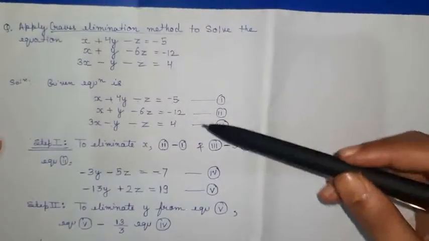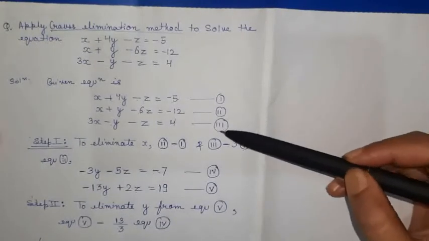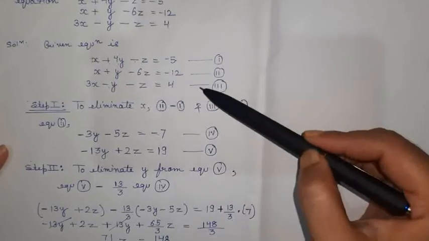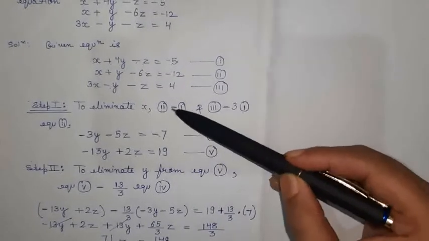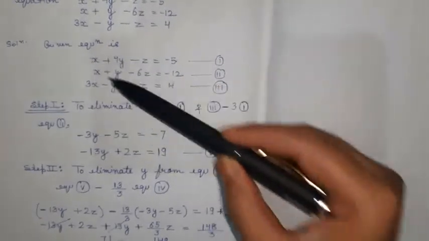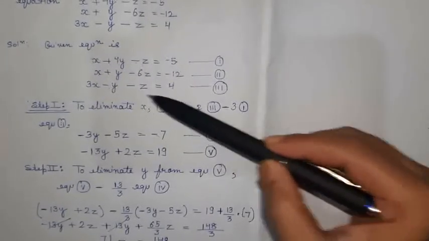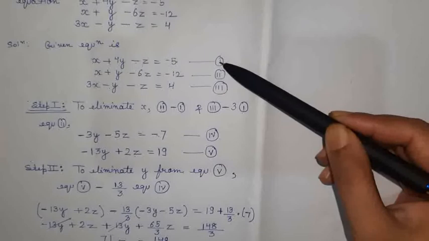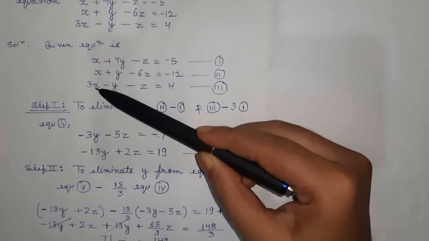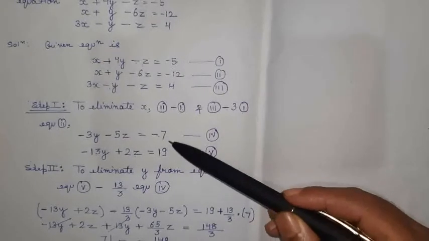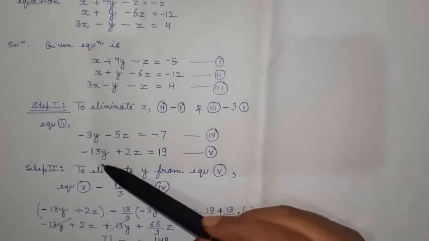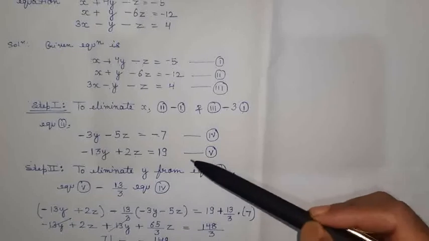First, what we have done is we have considered equation 1, equation 2 and equation 3. Now our step 2 was to eliminate x from equation 2 and equation 3. For this, when we did equation 2 minus equation 1, x was eliminated from equation 2. Similarly, when equation 3 is subtracted with 3 times equation 1, then x is eliminated from equation 3 also. So we have got the equations minus 3y minus 5z equal to minus 7, then minus 13y plus 2z equal to 19. So these are our 2 equations.